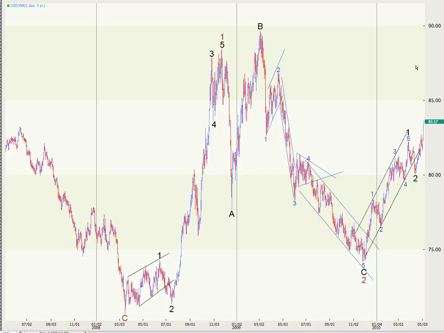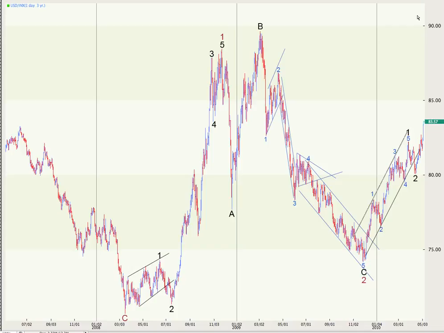Targets for the end to wave 3 black in the first instance will take 88.1, and that's where wave 3 black would reach equality with wave 1 black. Thereafter, if the dollar continues up and needs further to go to complete a 5-wave structure for 3 black, our next likely target to the upside is about 93.07, where wave 3 black will be 1.618 the length of wave 1.